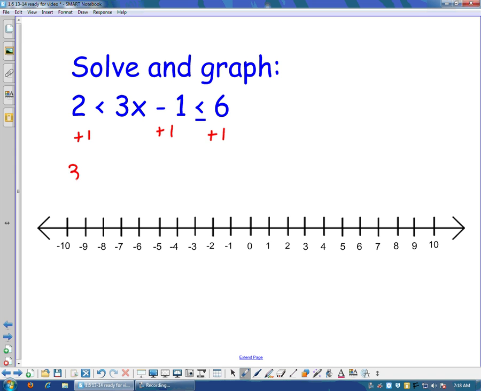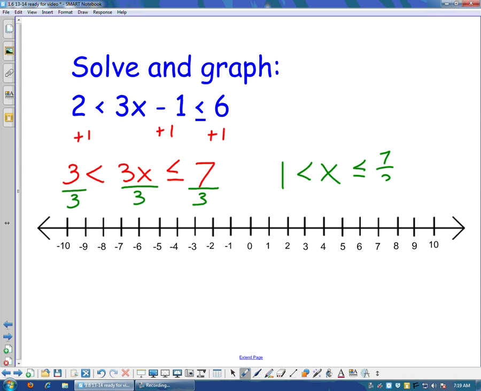So we would get 3 is less than 3x. And 3x is less than or equal to 7. And the next step to get x by itself would be to divide everything by 3, but that means we've got to divide all three parts by 3. So we would end up getting 1 is less than x, and x is less than or equal to 7/3. That is 2 1/3.